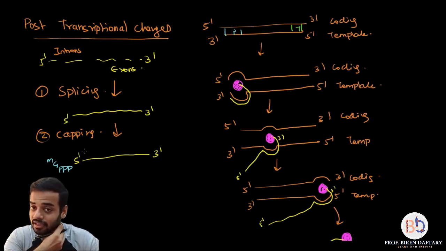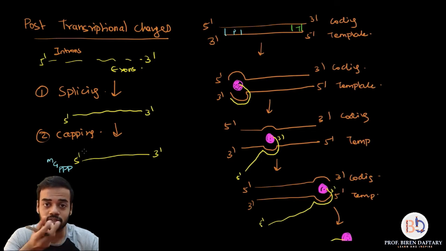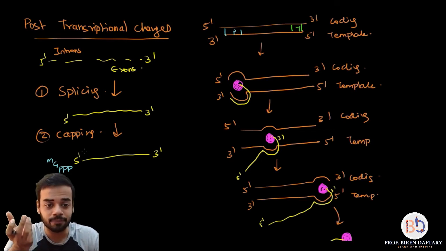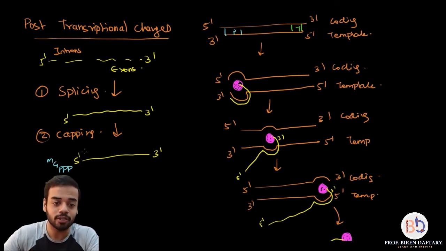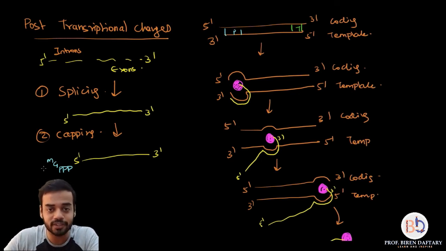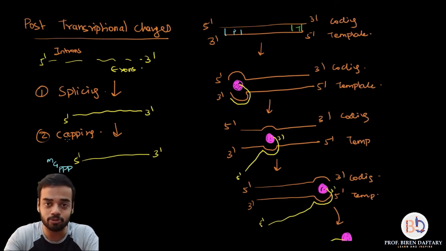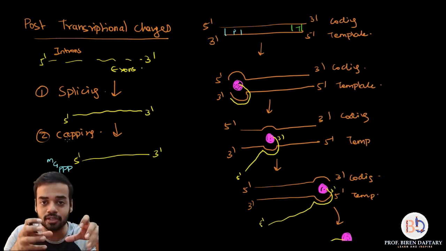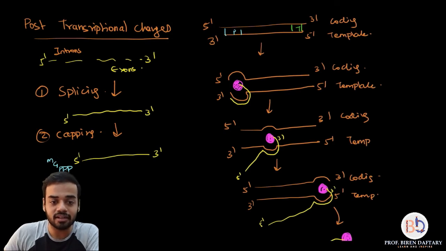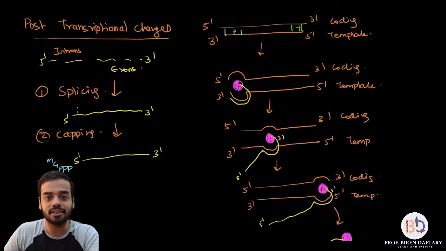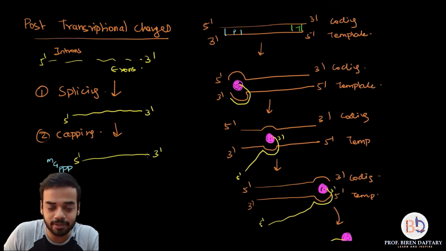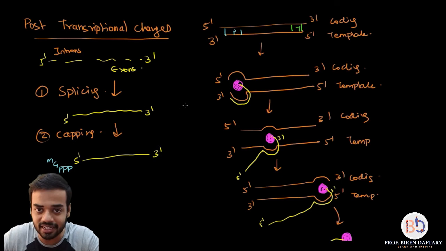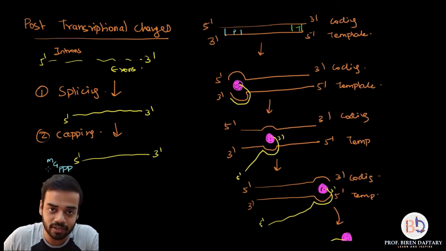See, in translation, the ribosomes attach to the 5 prime end of the mRNA. So the ribosome needs to know which end of the mRNA is 5 prime. So this methyl guanosine triphosphate acts like a marker and tells the ribosomes that this end is the 5 prime end. Since translation starts at 5 prime, that area is considered the head, and since translation ends at 3 prime, that area is considered the tail. Since we are adding this nucleotide at the 5 prime end, it is also called capping.